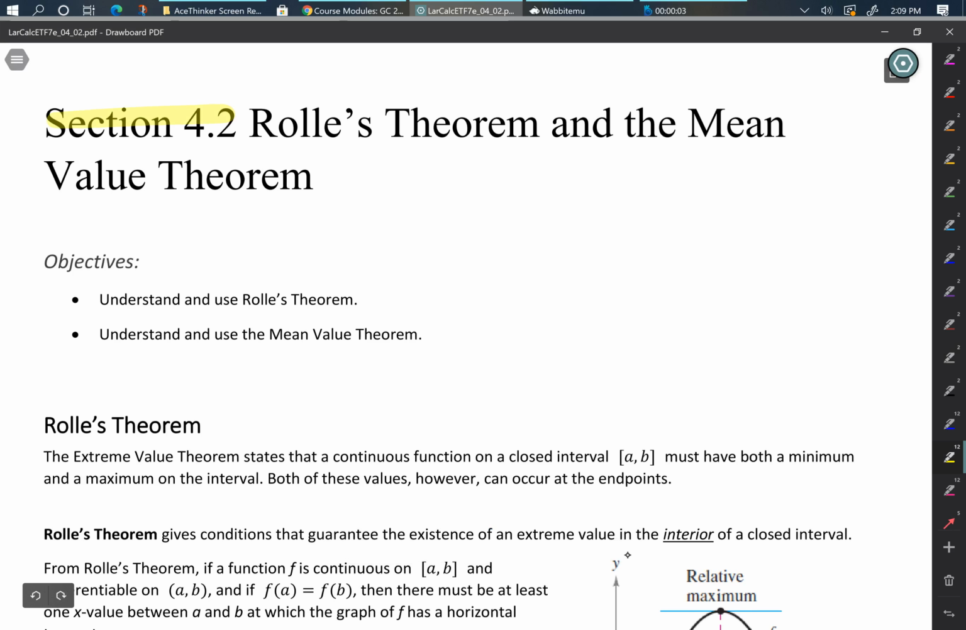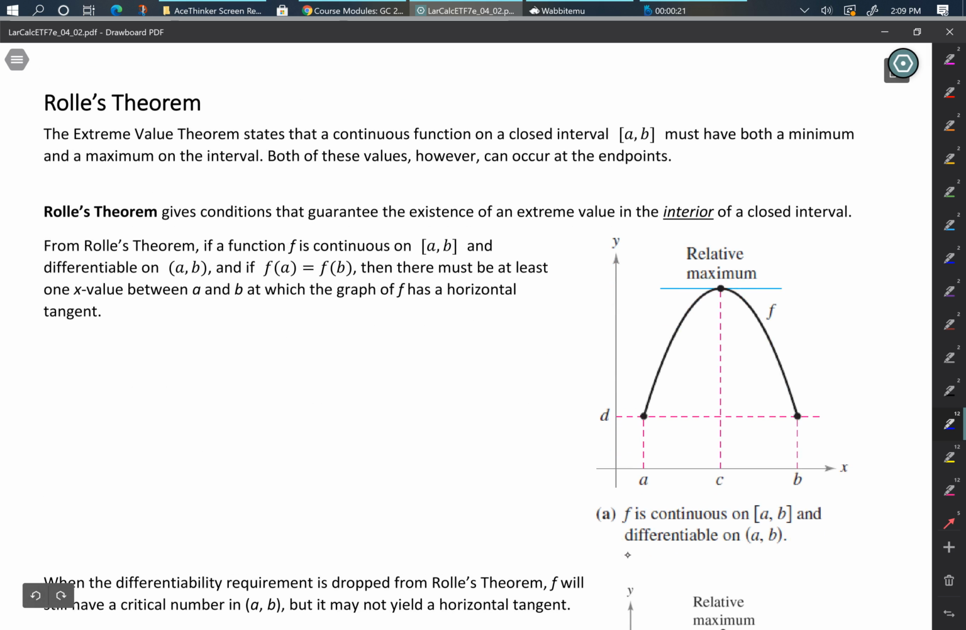Welcome to section 4.2. We're going to take a look at something called Rolle's theorem, and then we're going to take a look at something called the mean value theorem. They're connected. That's why they're in the same section. We only have two objectives: understand and use Rolle's, understand and use mean value theorem. So we'll start right away. Just hop right into Rolle's theorem.